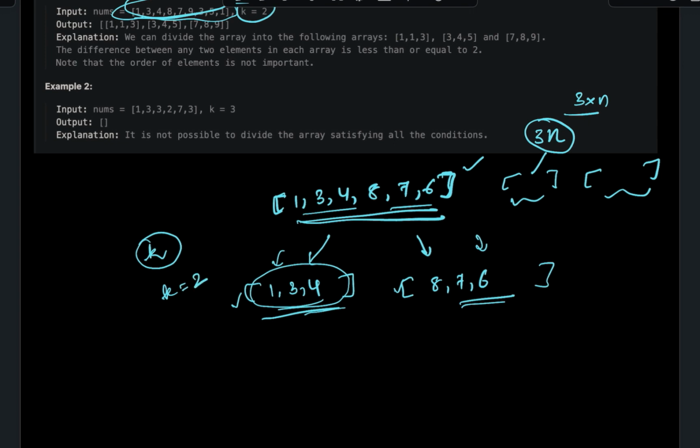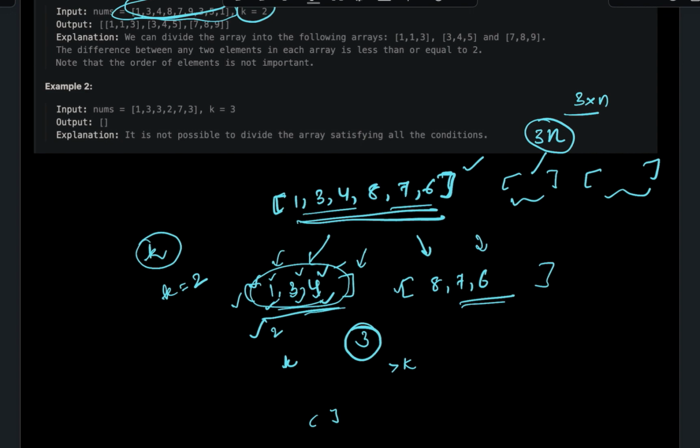Now for every element, let's check. Is 3 minus 1 within 2? Yes. Is 4 minus 3 within 2? Yes. Is 4 minus 1, which is 3, within 2? No, it's not within 2. It's greater than k. So anytime there occurs an array where any two elements' difference is greater than k, you should return an empty array, meaning the condition didn't satisfy and you should return false.